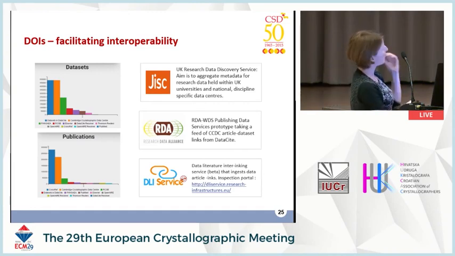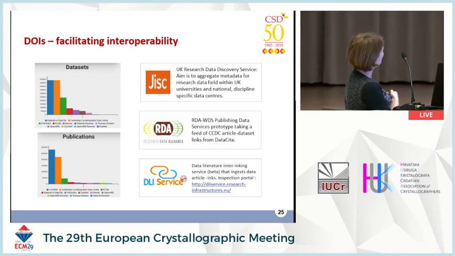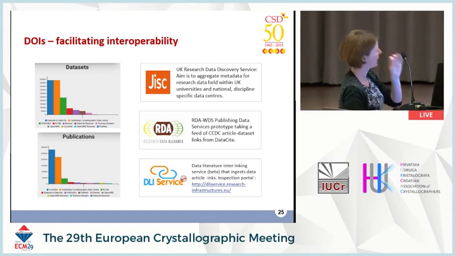As Simon touched on earlier, we're also working with a number of other projects, and Ian Bruno in particular has been working heavily with JISC and the RDA. And you can see here one of the recent outputs from the RDA, which is the Data Literature Interlinking Service, which ingests data article links. And you can go onto their beta service, and here are some of the graphics and information that you can find out, so about data sets and publications and how they link together.